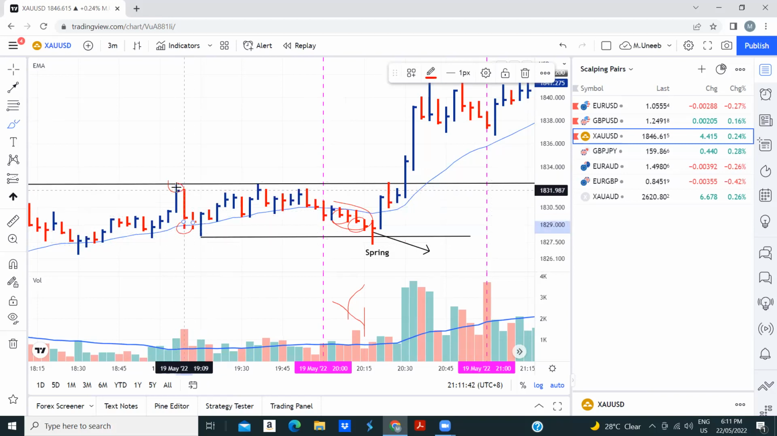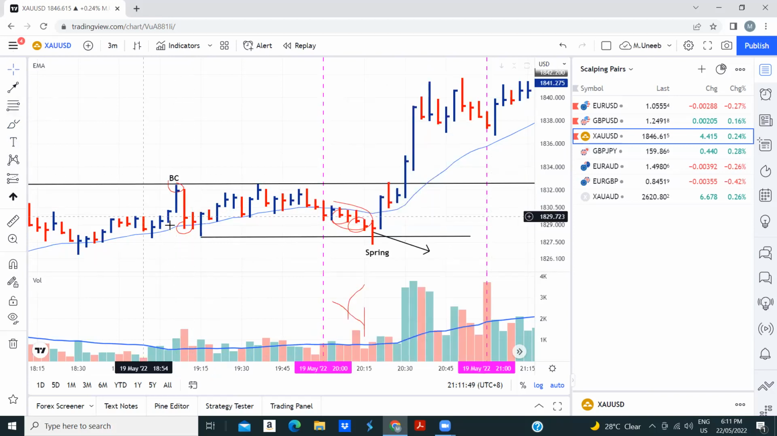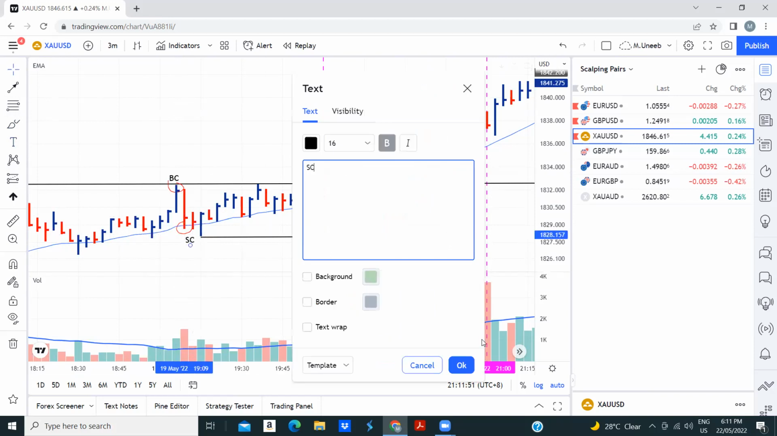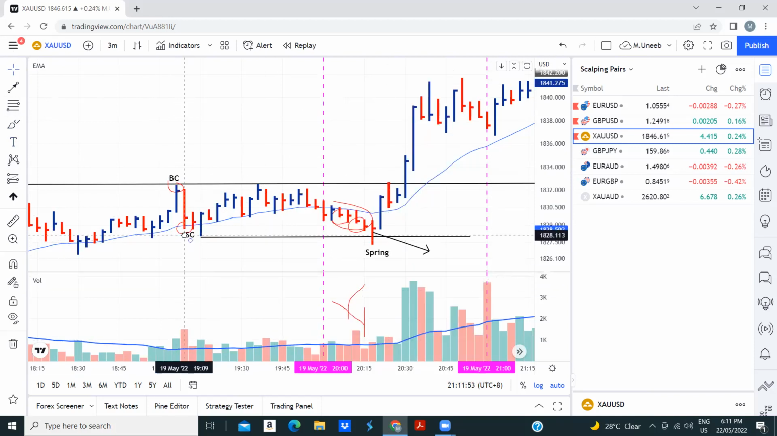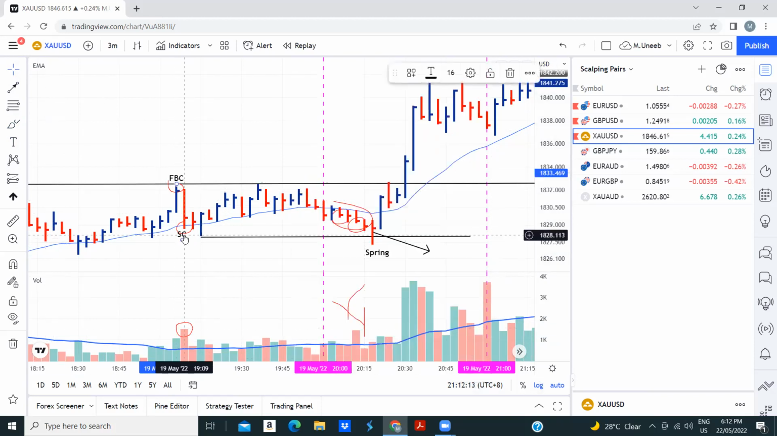Which one has the stronger volume, buying climax or selling climax? This is buying climax, this is selling climax. Both have huge volume, but which one is stronger? Selling climax, right? You see, selling climax is stronger than the buying climax. So we will call it FBC. FBC means failed buying climax.